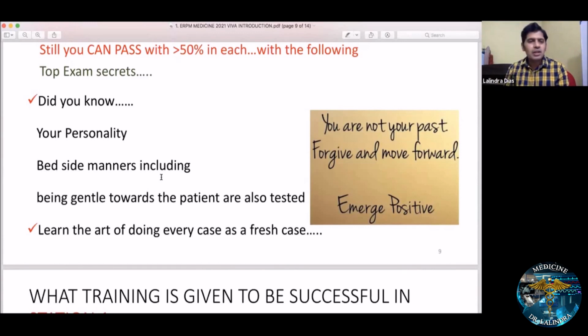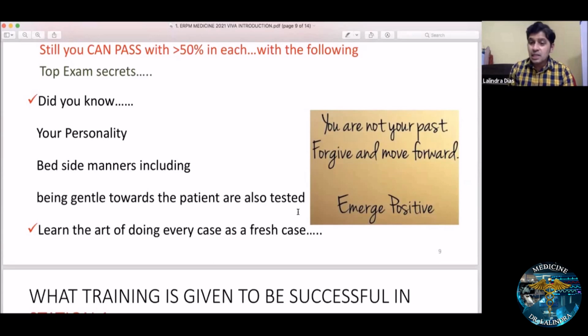Right? I'm a final year medical student. I'm going to examine you now. Right? So tell that. And also maintaining privacy, and for a female patient, having a chaperone. That is very important. So those are bedside manners. And gentle handling, being gentle towards the patient, are also tested.